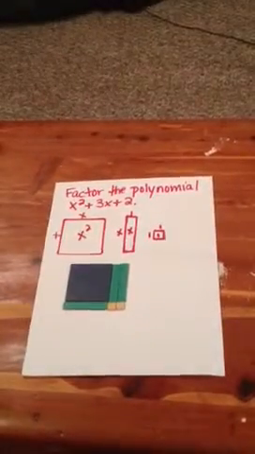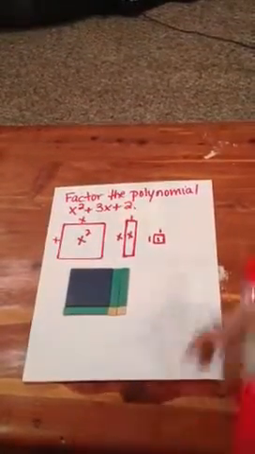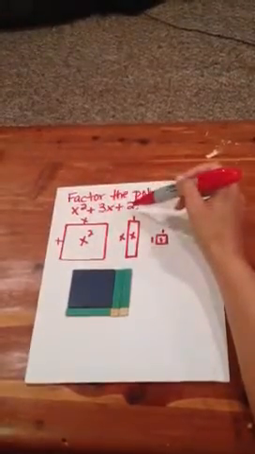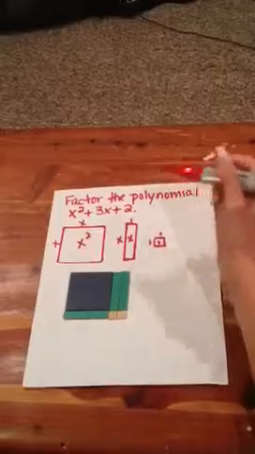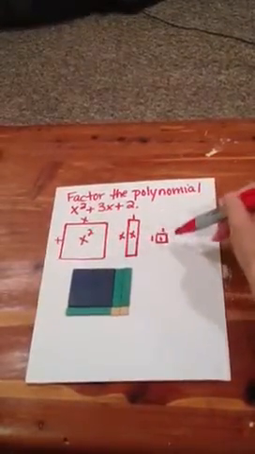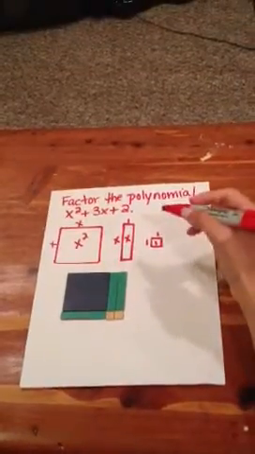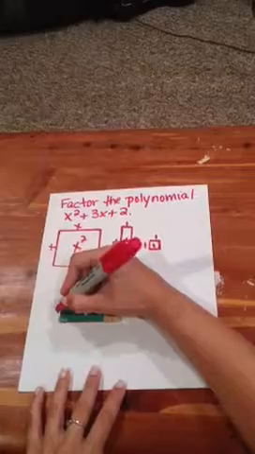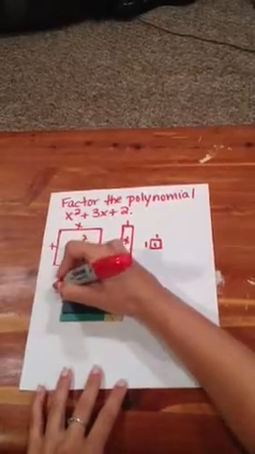Since the definition of factors is the polynomials that multiply out to get this polynomial, we can find the dimensions using what we know about the individual algebra tiles in order to establish what the factors of the polynomial are. The length of the larger square is x.